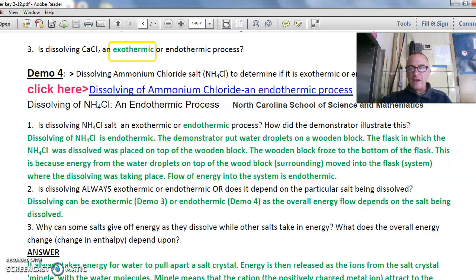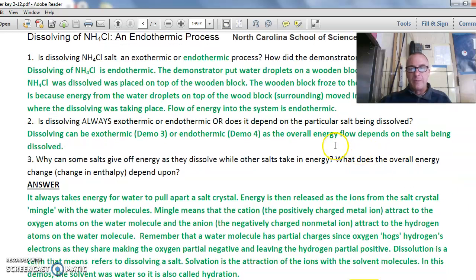Is the dissolving of a salt always exo or endo, or does it depend on the salt? Well, we just saw it depends on the salt. Demo 3 was exo. Demo 4 was endo. Why, though, could it be possible that some salts give off energy when they dissolve and other salts take in energy? Again, there's two steps.